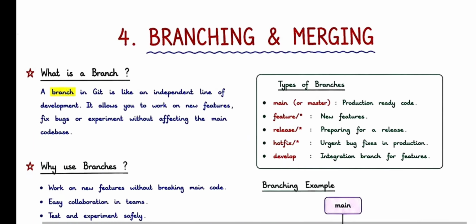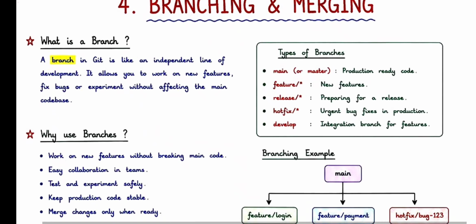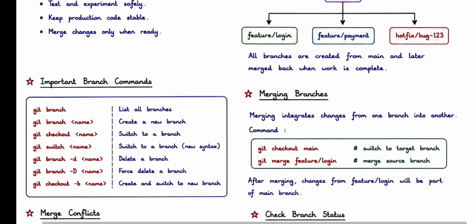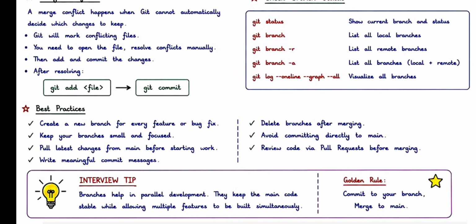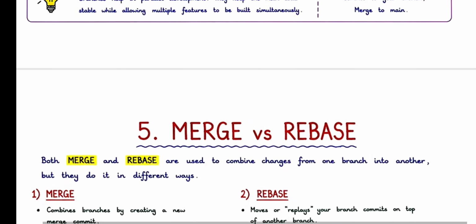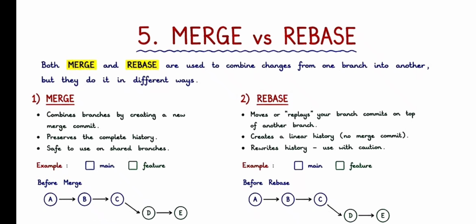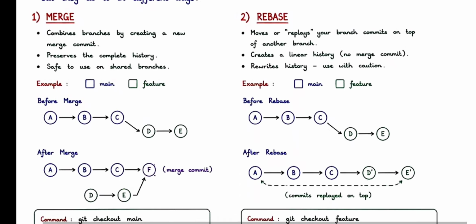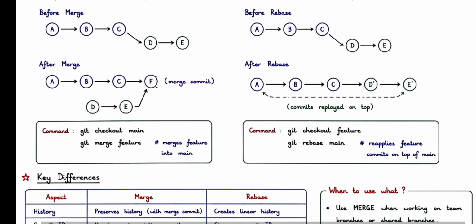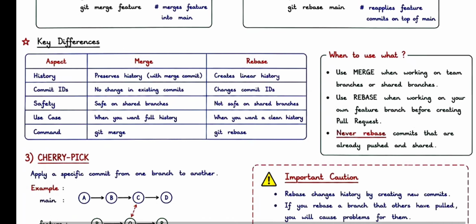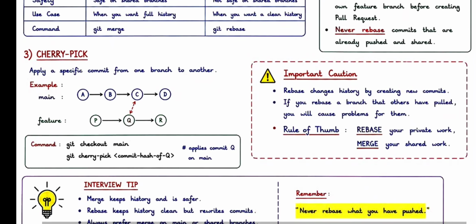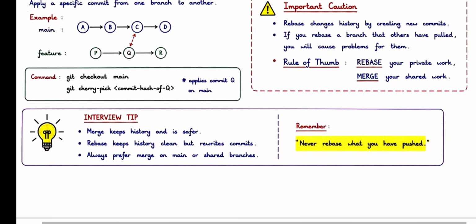And then we have talked about the branching and merging concepts, and then we have talked about merge conflicts as well, and then the difference between merge and rebase. And then we have talked about what a cherry-pick is.